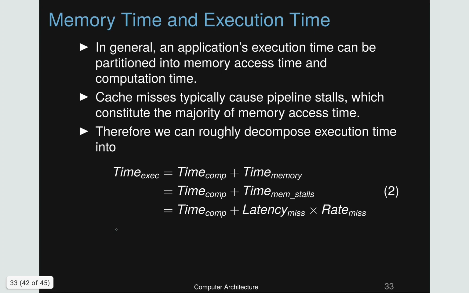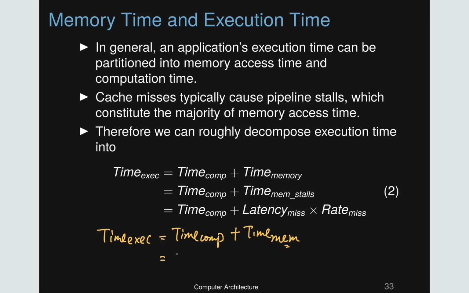And in general, in an application, the total execution time can be divided into 2 components. One part is the computation time, the time that we spend to do the arithmetic operations, and the second part of the execution time is majorly composed of memory access time, the time that it takes for us to do memory accesses. And the memory time is usually the time that the pipeline is stalled to wait for the data to be brought in from the main memory.